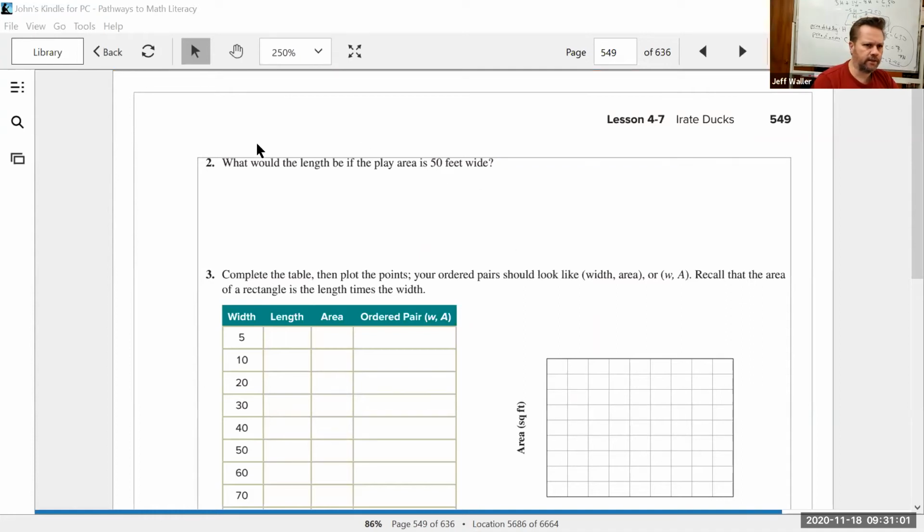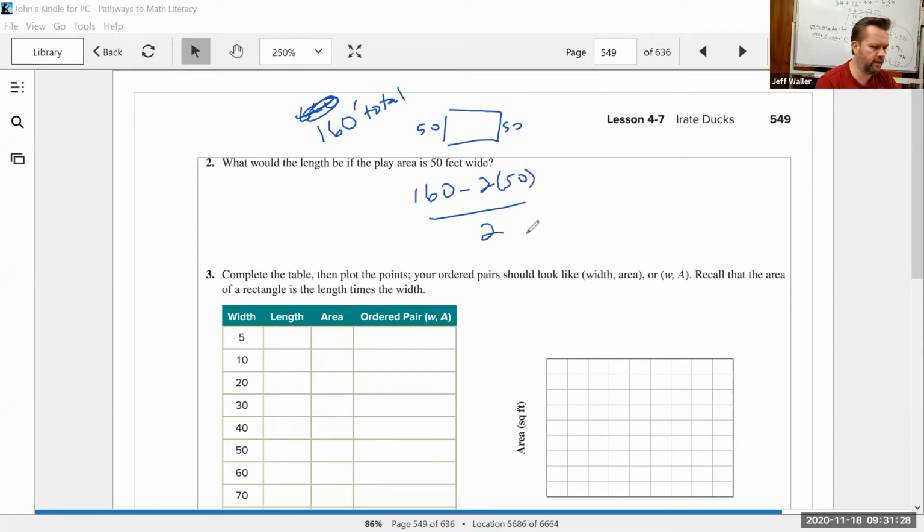Now, here's one: what would the length be if the play area is 50 feet wide? So now you should be able to do this pretty quickly. Let me draw this again for you. What if this is 50 and I still have 160 feet total? 30. All right, that was pretty quick, right? Because we've already figured out how to do it. 160 minus 2 times 50, divided by 2. Isn't that the idea?